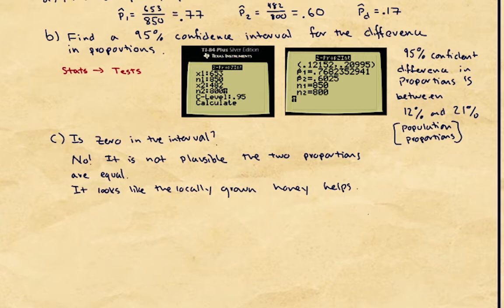So this example here is making it look like the locally grown honey is helping with people's allergies. I really have no idea if this is true in real life. I just 100% made up all these numbers. So don't go eating a bunch of honey if you have allergies.